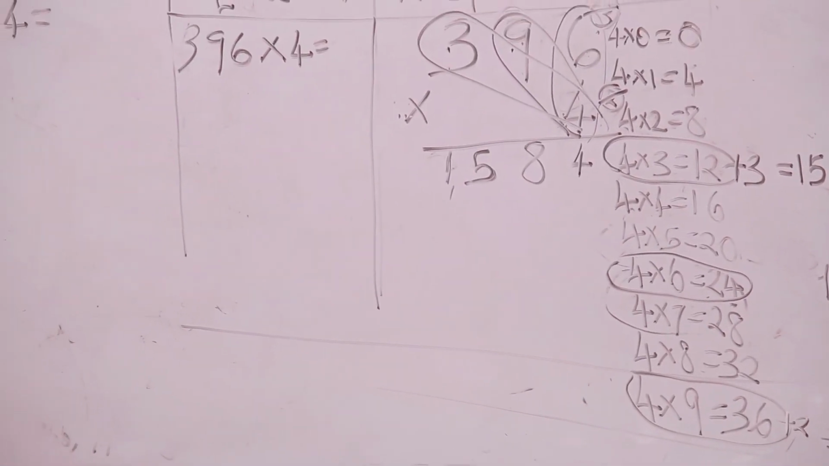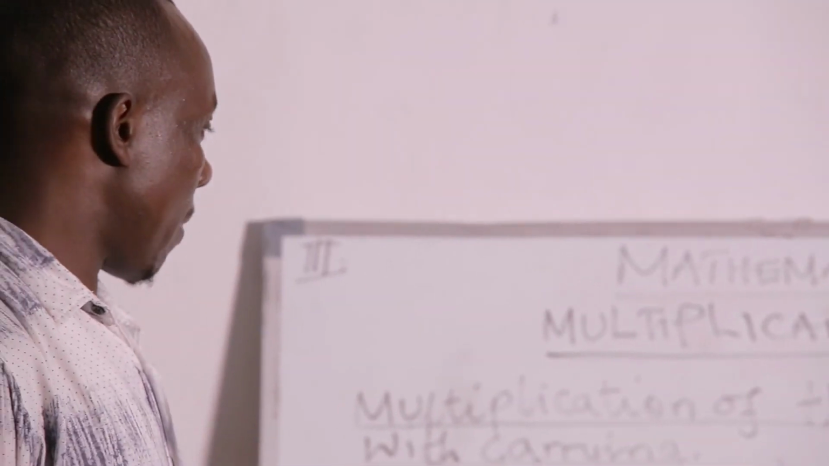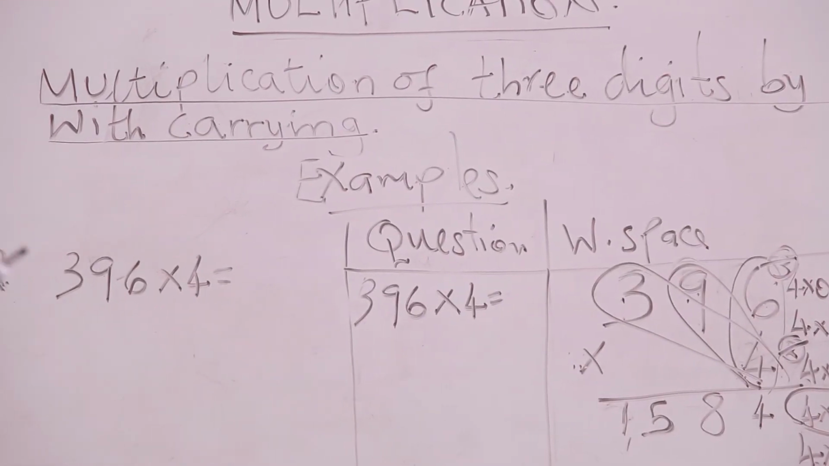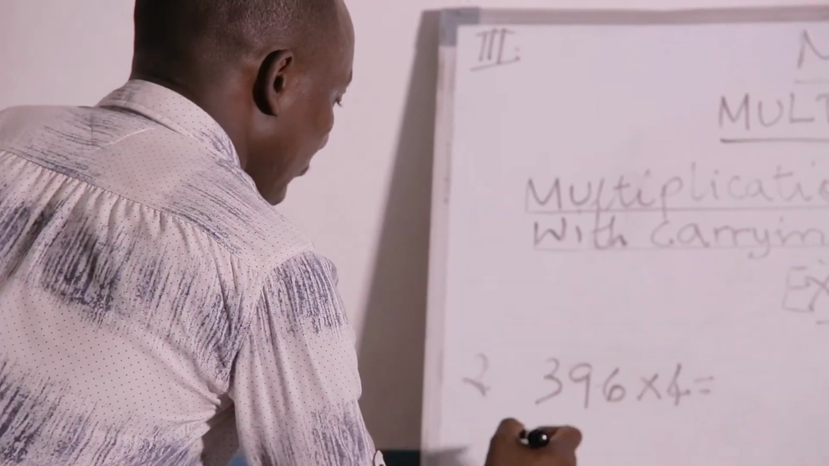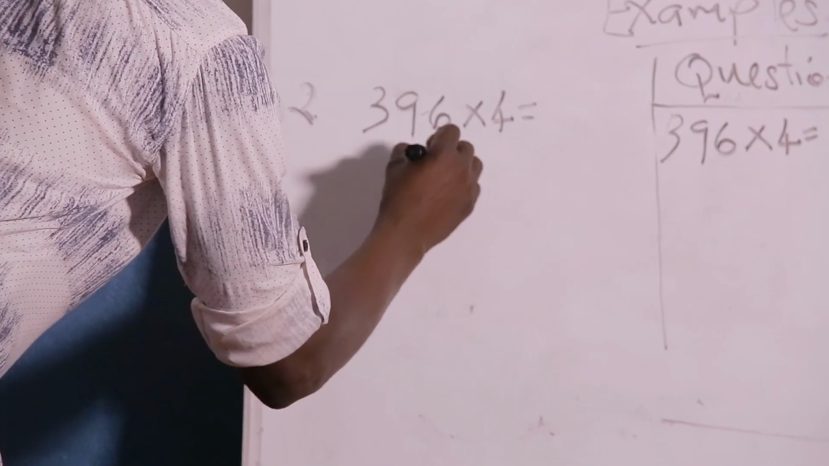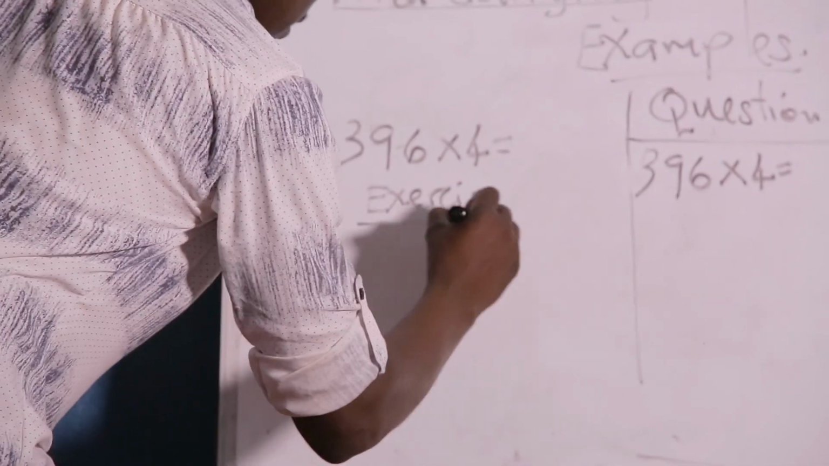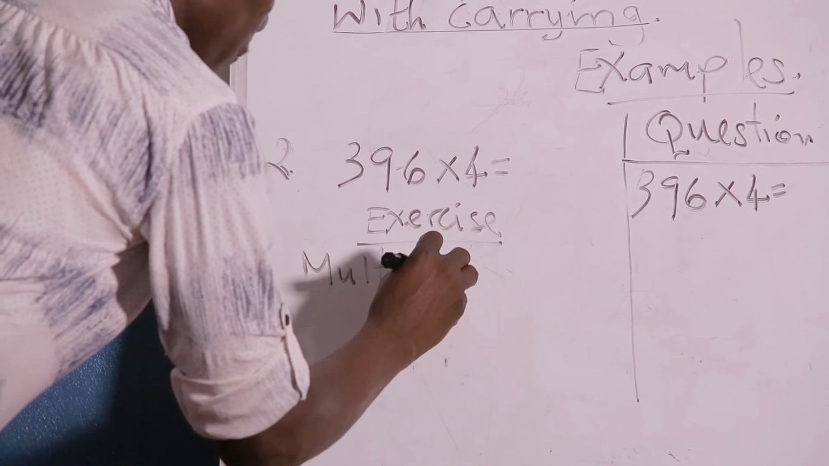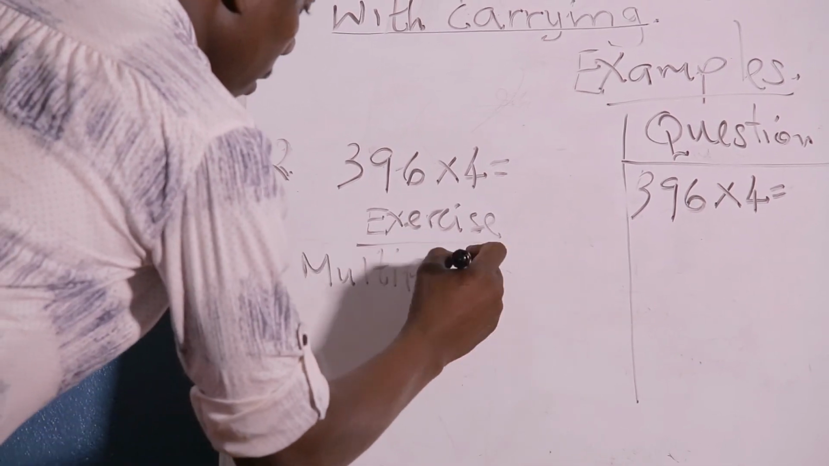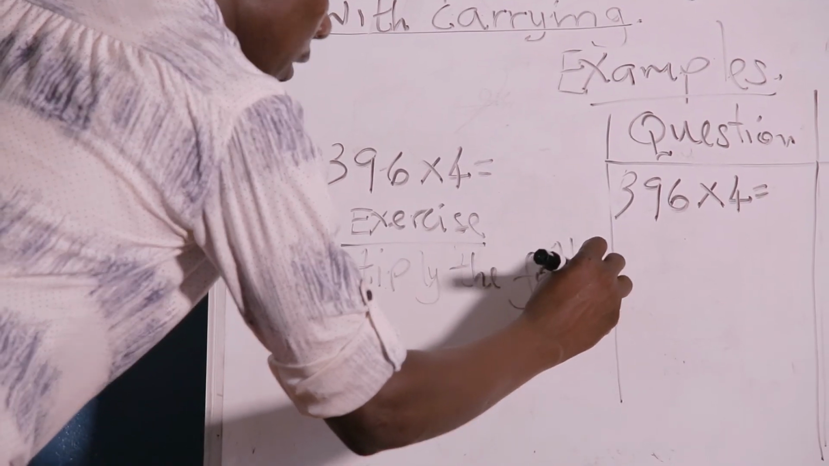So far so good. We have just talked about multiplication of 3 digits by 1 digit. Now it is your turn to practice the following questions. You practice the following questions and you will submit your books for marking. Exercise: multiply the following. That is your activity.